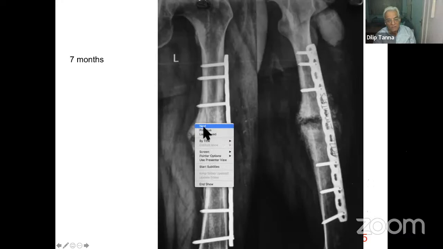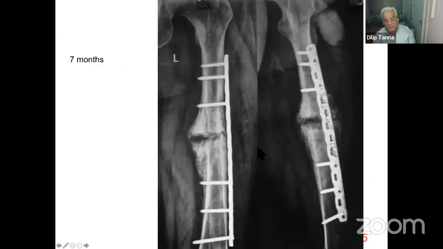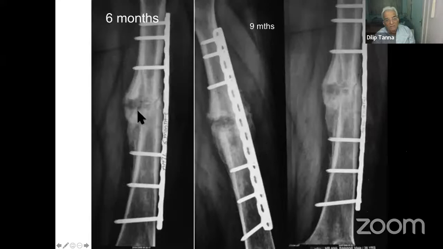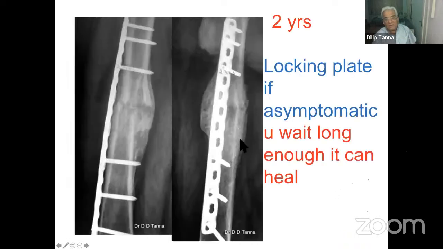If you see, starting again from the beginning, the lysis has occurred here. This is attempted healing. At 4 months, 7 months still there is no healing, 9 months no healing. But you can see, since there is no pain, I went on, because you carry it on. Since there is no pain and the hardware is holding, this fracture is going to heal up. And as you can see, it started healing up in 10 months time. And ultimately in 2 years time, you can see the whole thing is healed up.